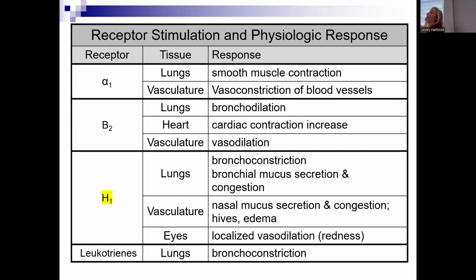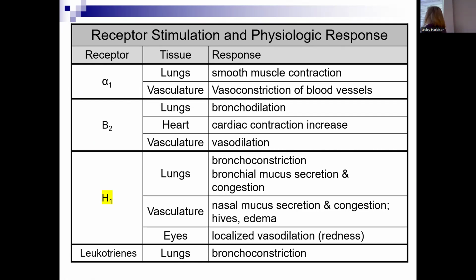Because H stands for histamine. So histamine 1 in the lungs, if it's triggered, we're going to get bronchoconstriction. We're going to get bronchial mucus secretion and congestion. In vasculature, if histamine is triggered and we get a histamine reaction, we're going to get nasal mucus secretion and congestion, hives, edema.